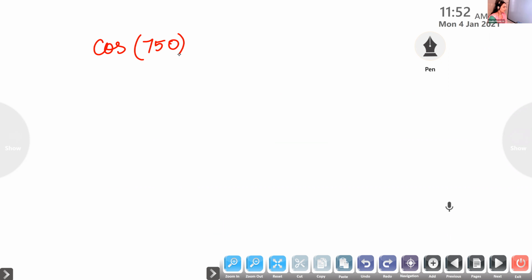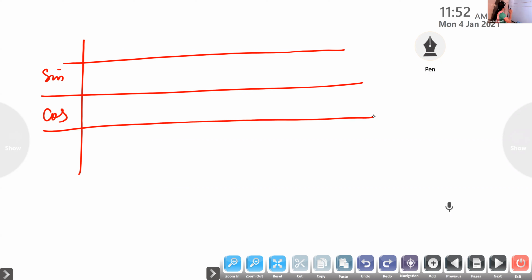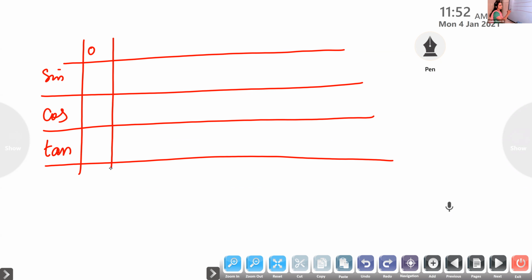See, we know the values up to some 90, 180 and all, isn't it? That day I gave some formulas, so just recall these formulas. Okay, draw this table: sine, cos. If you know sine, cos and tan, you can learn the values of the reciprocals, isn't it? Sine 0 is 0. Cos 0 is 1. Tan 0 is 0. Then 30. You will not be using 30. Instead of 30, we will use pi by 6.